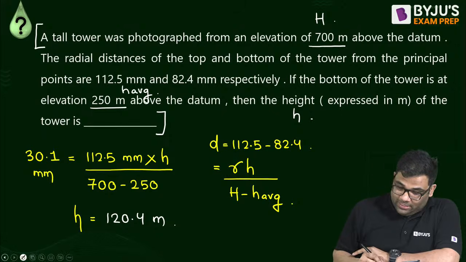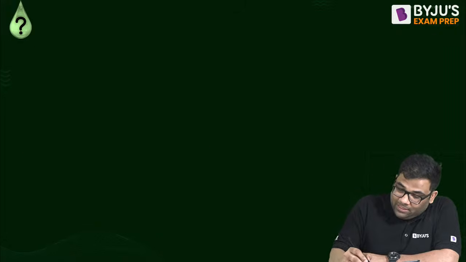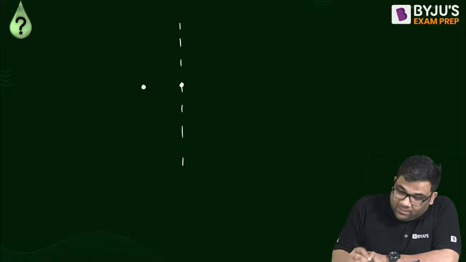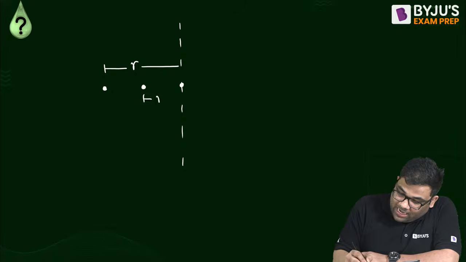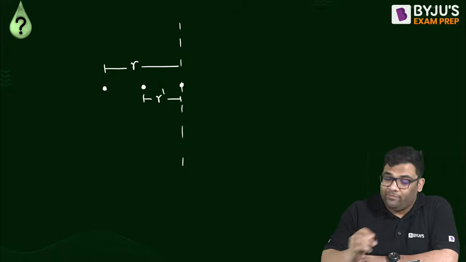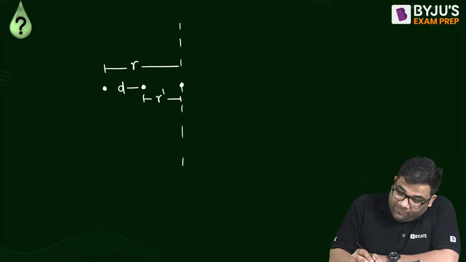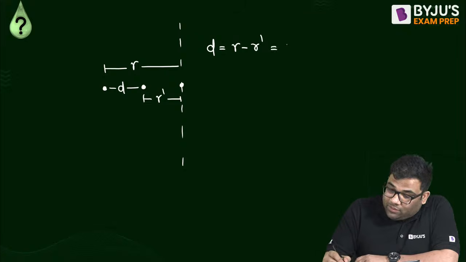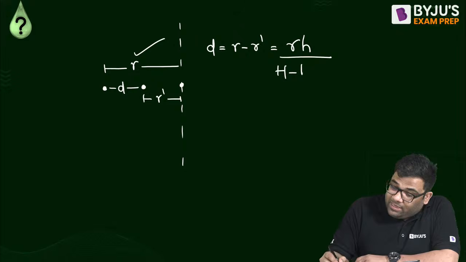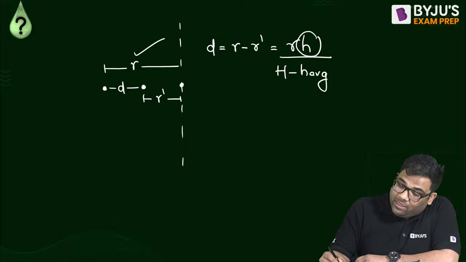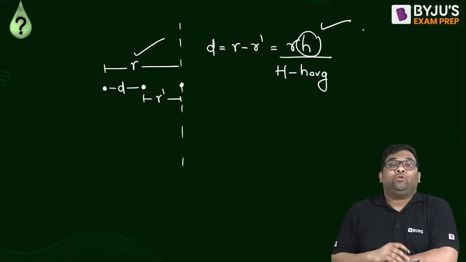So if I just revise this question, I can say that this was the central line. And from the central point, this will be the bottom. This is the top. And this radial distance R was given. And this is R dash, this is also given. Right? These both are given. I got my relief displacement D from R minus R dash. And this is equal to R, this I know. h was supposed to be found out. Flying height was given and the average elevation was given. And I could find out the height of the tower. Understood? So you see this question is not tough.